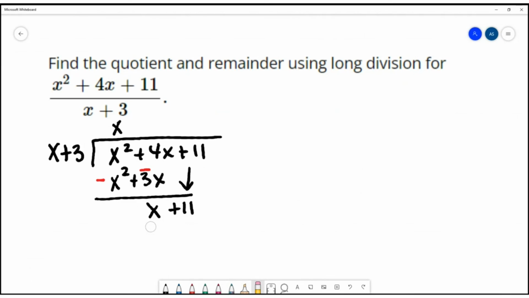X divides into x one time, so we'll put a plus 1. We're going to multiply that 1 times both terms. 1 times x is x. 1 times 3 is 3. And then we'll subtract. X minus x is 0. 11 minus 3 will give me an 8. And now I've got my remainder. So my quotient is x plus 1, and the remainder is 8.